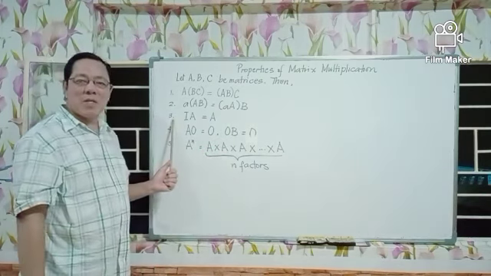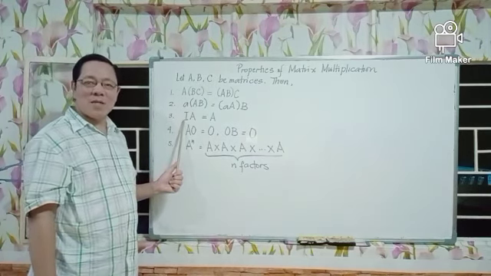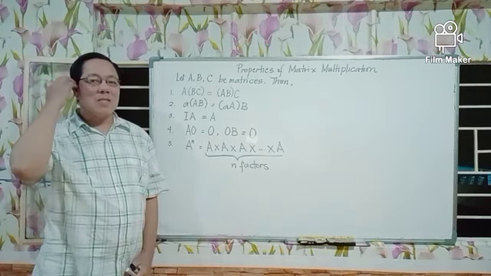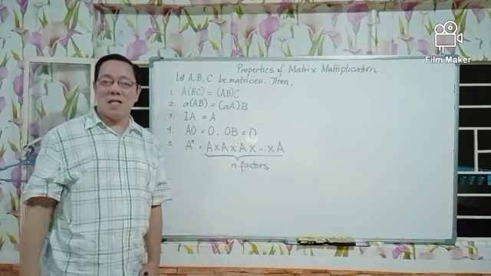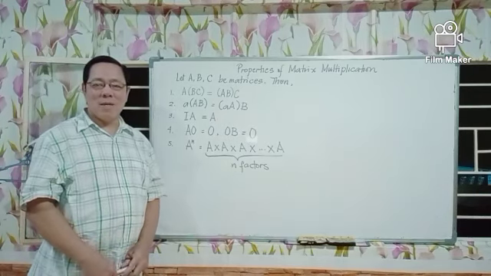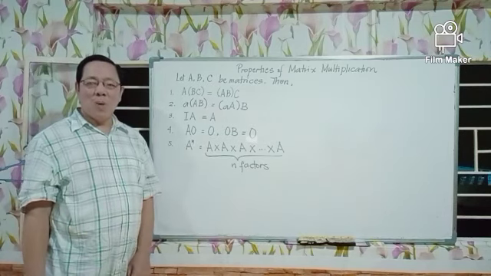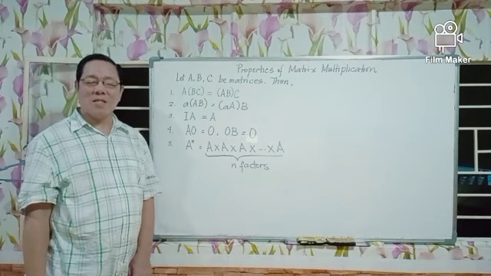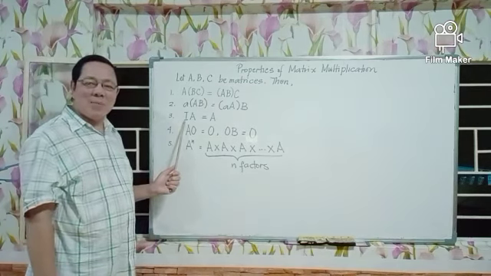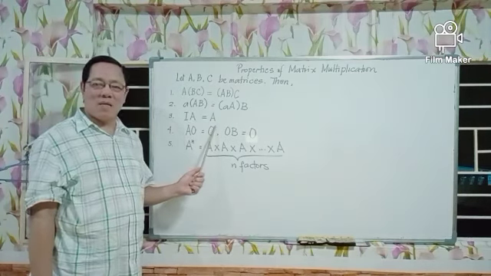In the third property, we have the product of the identity matrix I. And we already know that the identity matrix denoted by capital I is a diagonal matrix whose entries in the diagonal are 1 and the rest of the entries of the identity matrix are 0. Moreover, the identity matrix is a square matrix. And if you multiply an identity matrix by any matrix A, the product is the matrix A.